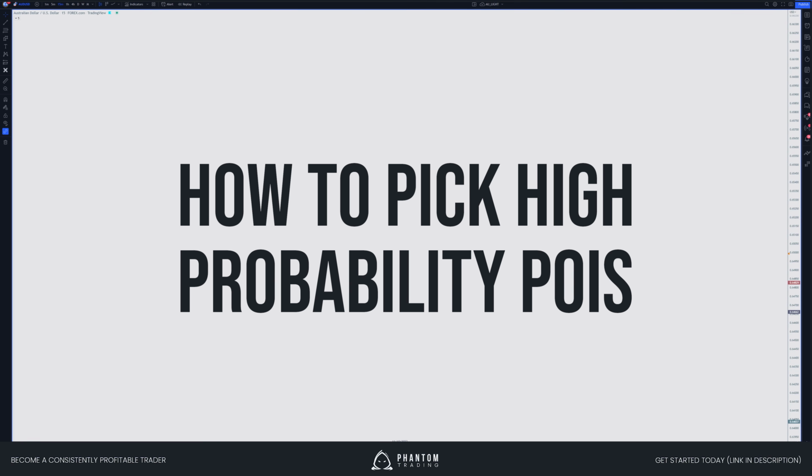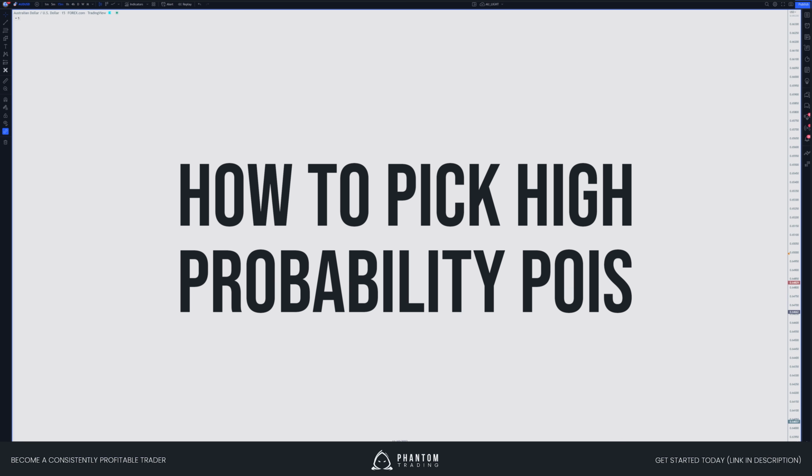Today's video is on how to pick high probability POIs, or points of interest, to trade off of. This is going to be applicable to whatever time frame you want to enter off of, but really we're going to be talking more about 4-hour zones and 15-minute zones, not so much 1-minute zones, because within 15-minute zones is where you're typically going to look for your 1-minute entries if you want to play the lower time frame, or you can stick to just trading the 15-minute. Nothing wrong with that, and that applies to that as well. So let's dive into it.